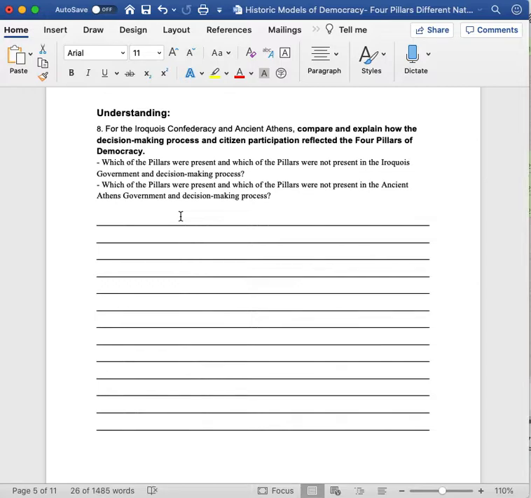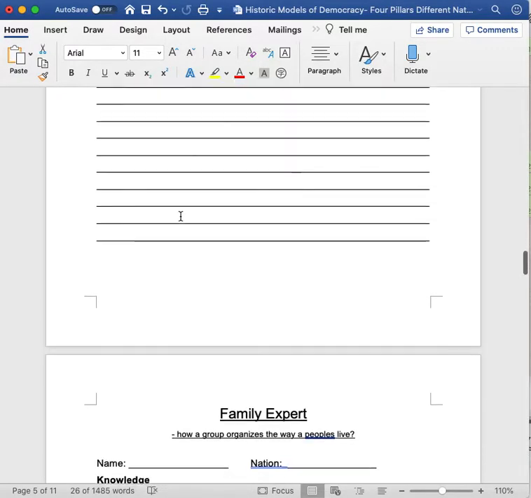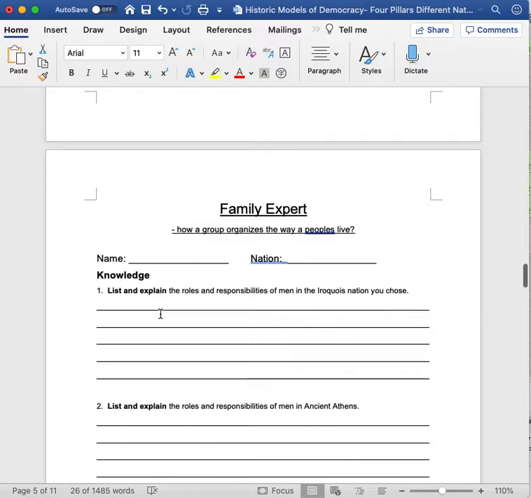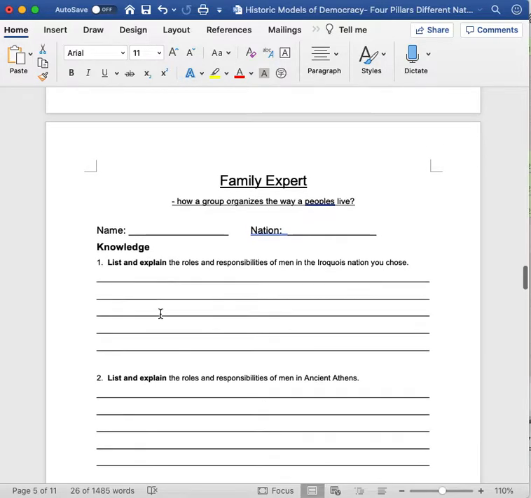Okay, so it's not a representative democracy. That's one example. I just gave it to you. You should be writing that down if you decide to do this. If this doesn't appeal to you, you can now do the family expert. And this is how people organize their ways of life.